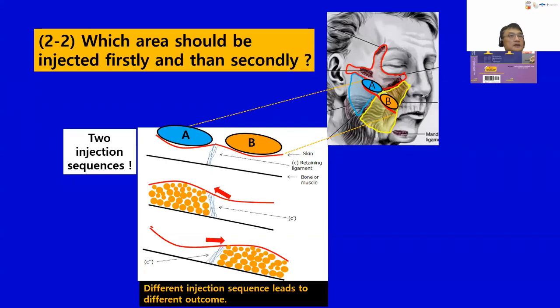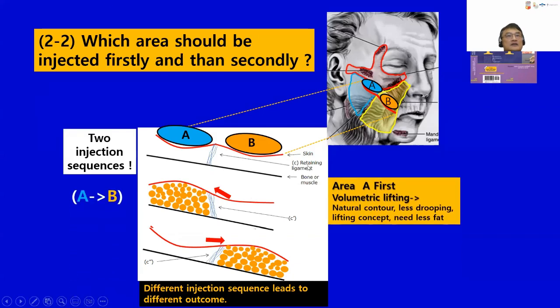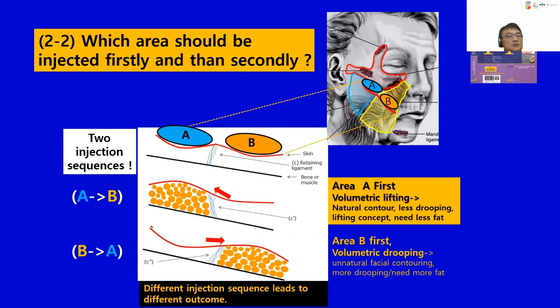If we inject A first, as shown in the upper row, we can get volumetric lifting using a small amount of fat. However, if we inject the fat into B first and then A second, we may have a sagging appearance, because the B area has already sagged due to the weakest soft tissue foundation. Eventually we need to inject more fat into the A area. Finally, it may show an unnatural appearance.